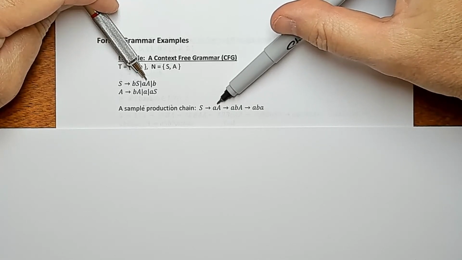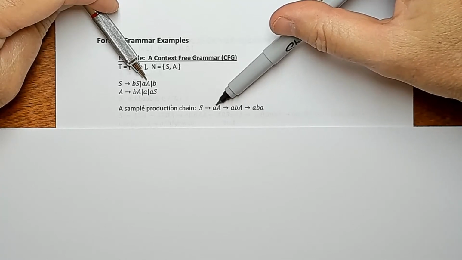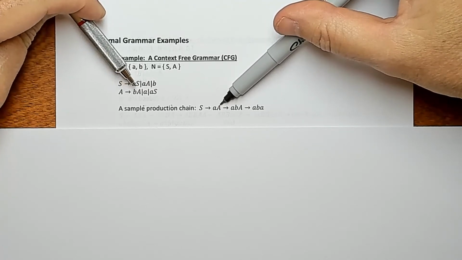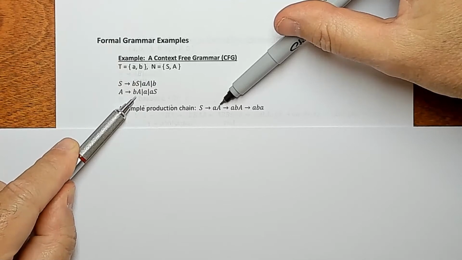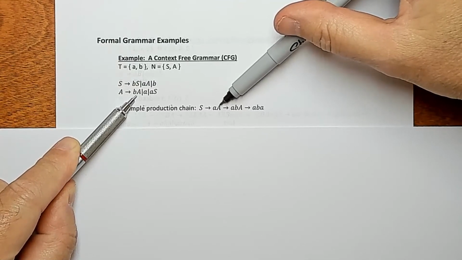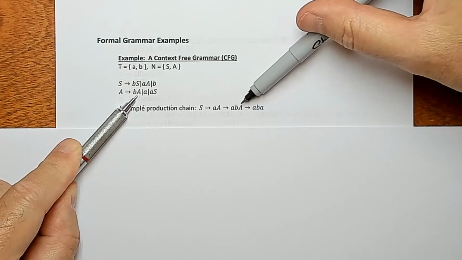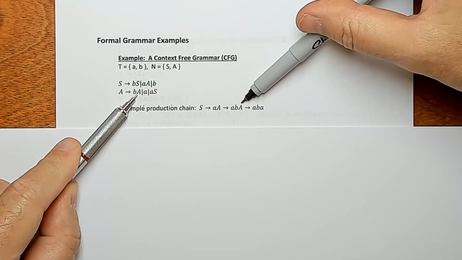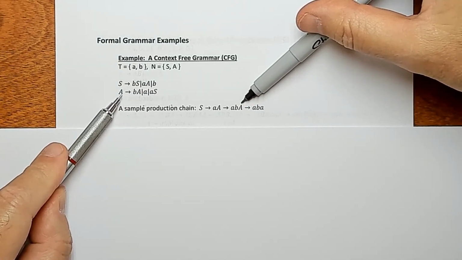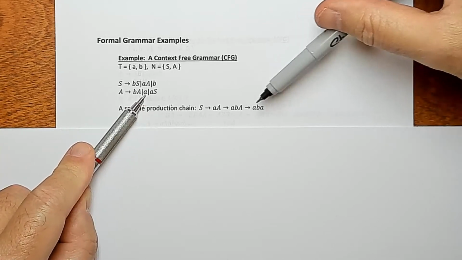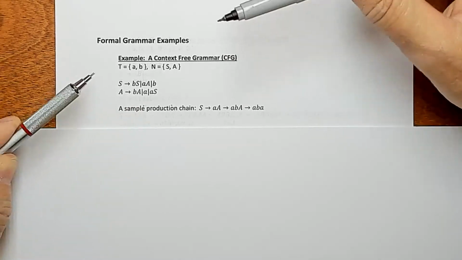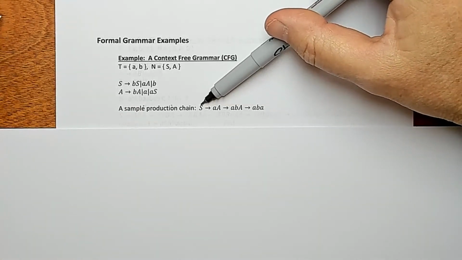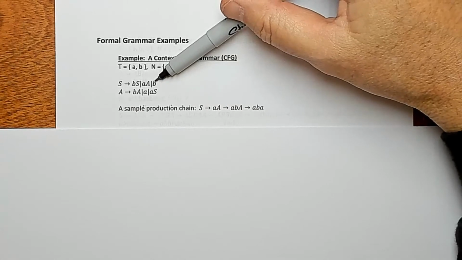Just starting with S, and then I get little a, big A. Then I'm applying this production here, the little b, big A. I'm substituting this big A for little b, big A, and I get that. Then I'm substituting big A for little a, that's here, and I get aba. So that's a context-free grammar. You're just substituting non-terminals for some combination of terminals and non-terminals.